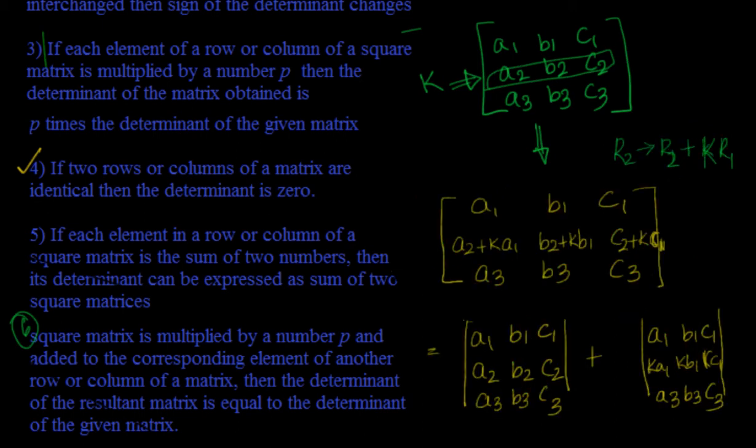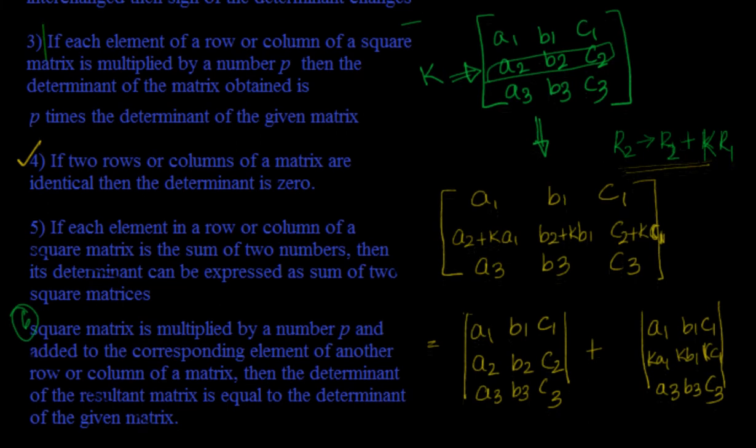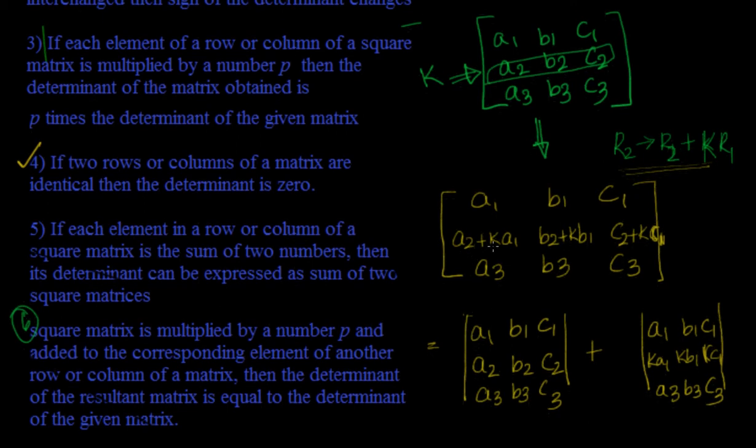Hi, there was a small typo, so I just fixed it. What we are trying to do here is, if each element of a row or column of a square matrix is multiplied by a particular constant k and added to the other row, like suppose A2 becomes A2 plus k A1, or R2 is given as R2 plus k R1, then the determinant value will not change. Why? Because just now we have learned that we can actually divide this into two matrices.